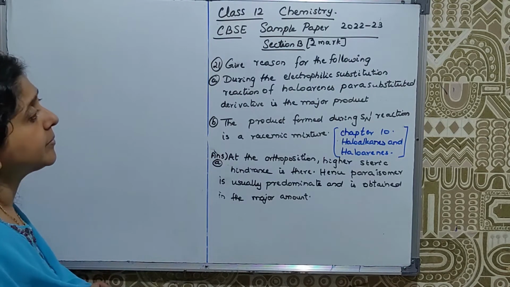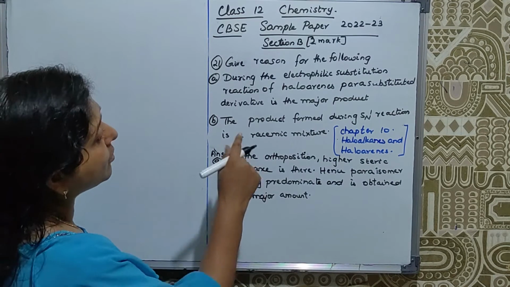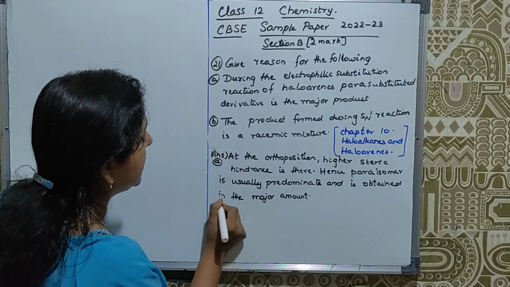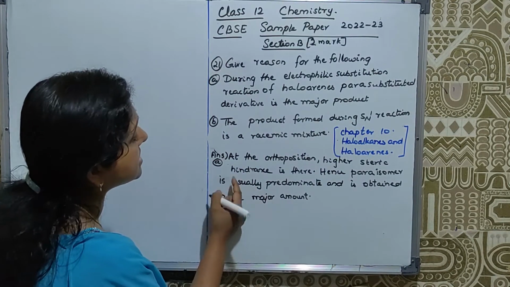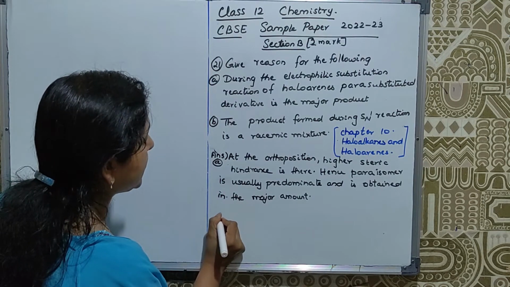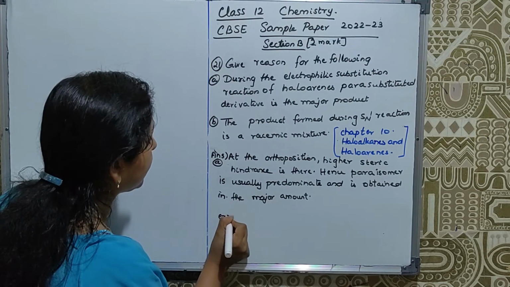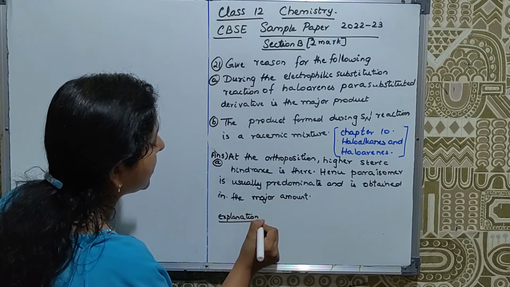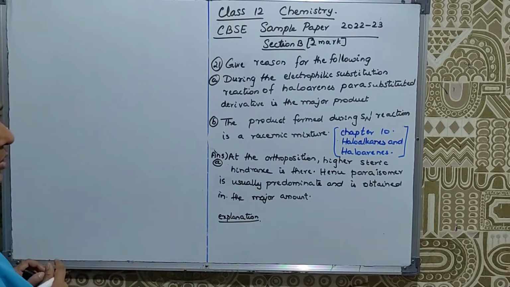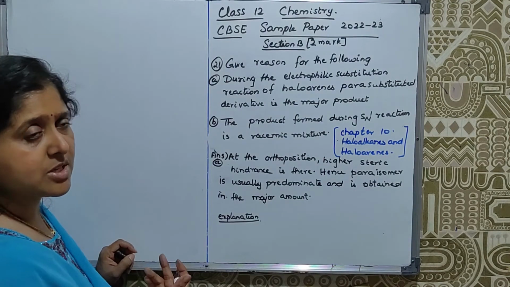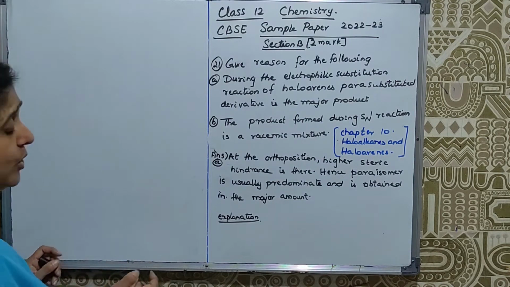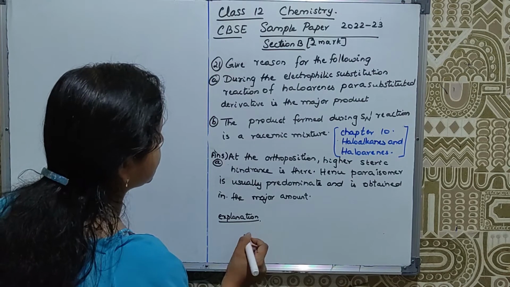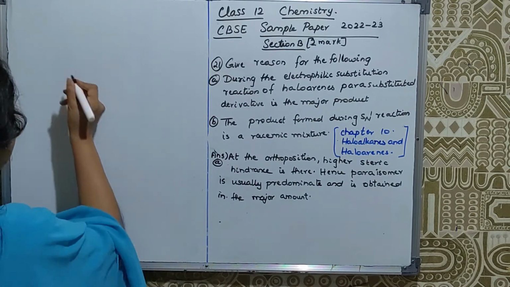I'll do one example for electrophilic substitution reaction. This one is the explanation. The main answer is the first point. So the explanation here is: in electrophilic substitution reaction, we can consider either chlorination, sulfonation, or nitration of any halo compound. So I'll take chlorobenzene actually.